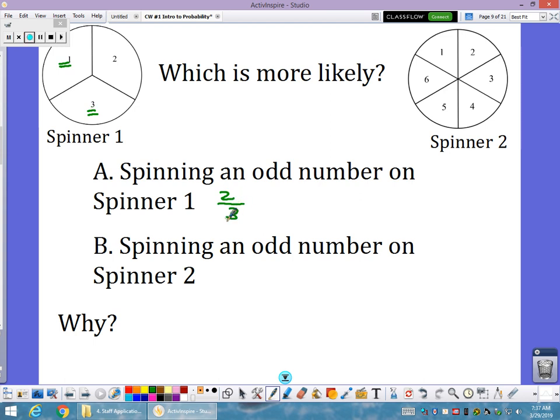And what's spinning an odd number on spinner 2? Spinner 2, 1, 3, 5. So in this case, it's 3 of the 6. 3 of the 6, or half of that whole circle, would be a successful event. Alright, so 2/3 is larger than 1/2, right? 2/3 is larger than 1/2, so this would be more likely.